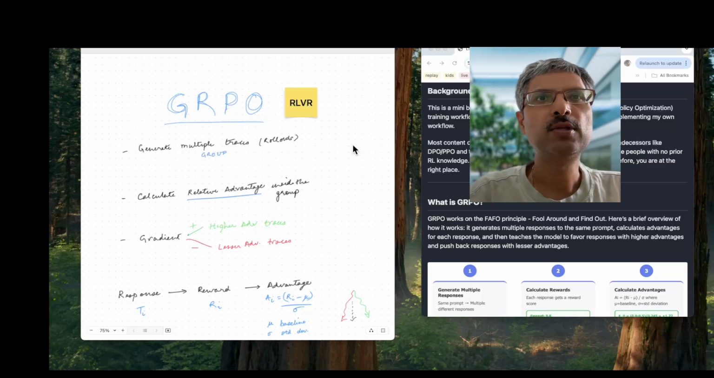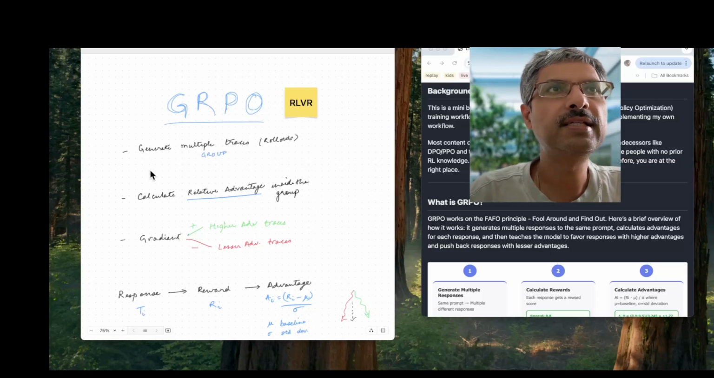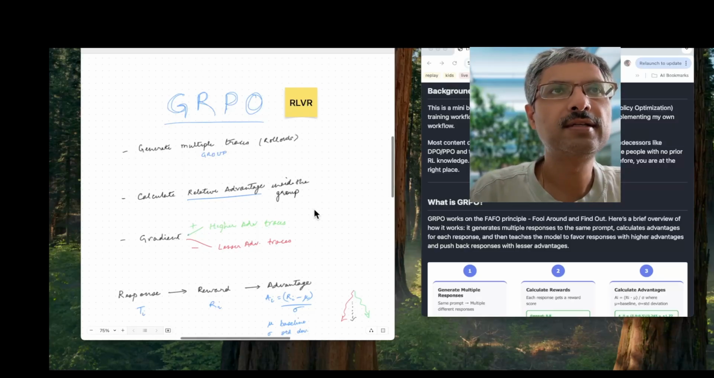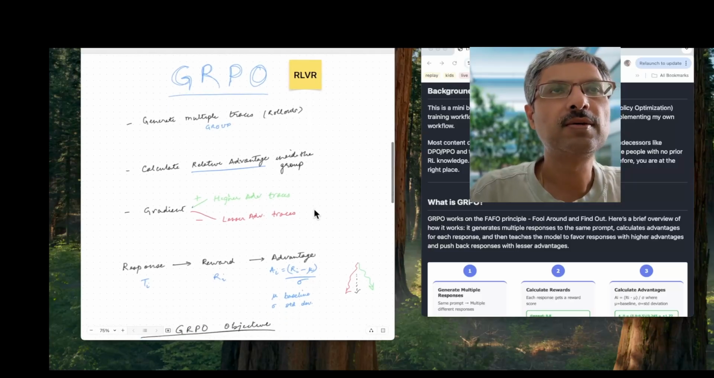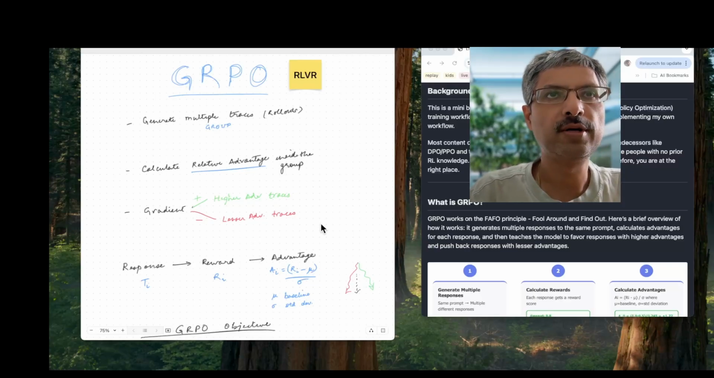So what's the basic idea? Basic steps: you generate, instead of one, multiple traces or rollouts, and for each of these traces you get a reward. From the reward you get these relative advantages. I'll talk more about that. Once you get these advantages, you can think of them as rewards for now. You compute the gradients on the parameters, and then you take positive gradients to promote the traces which have higher advantage, and you try to demote the traces which have lower advantage.